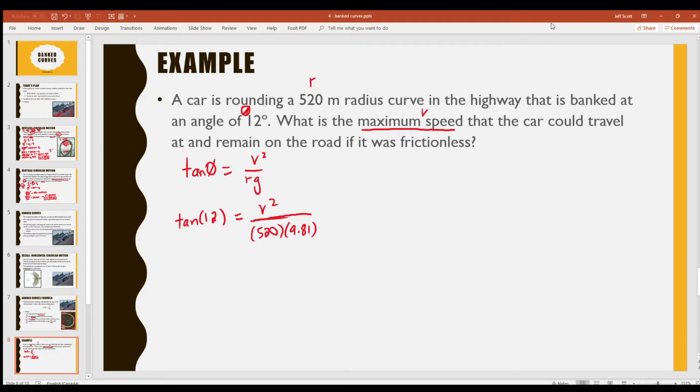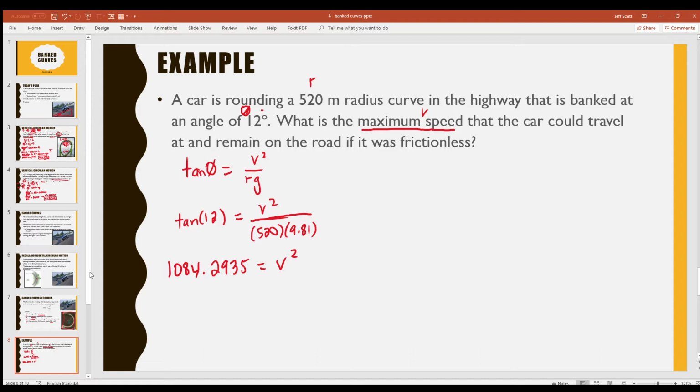There we go. So if we want to get v squared all by itself, we just need to times by 520 times 9.81 on both sides. What this is going to do is it's going to give us an answer of 1084.2935 equals v squared. Then of course we just have to square root both sides, and that'll actually give us our maximum speed, so we'll have to watch our sig digs.